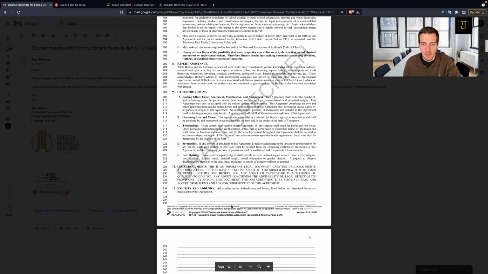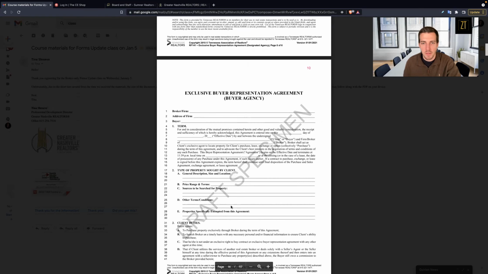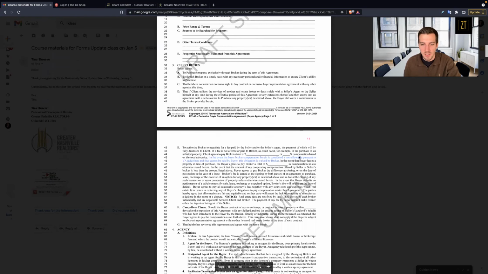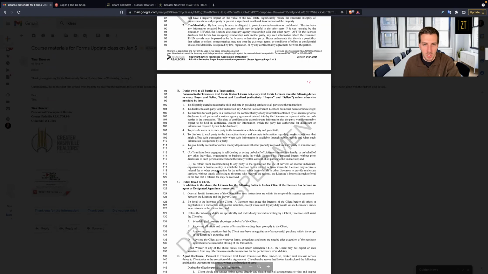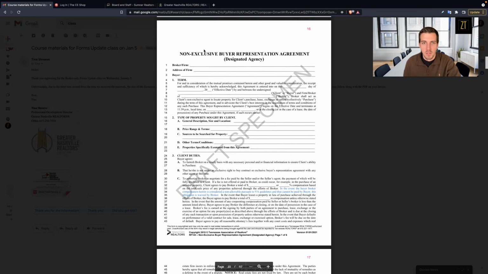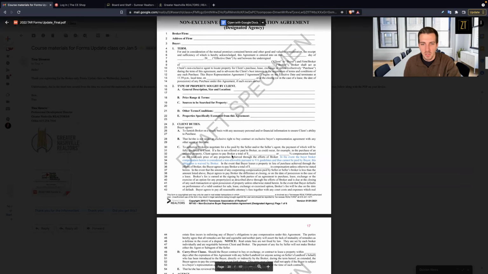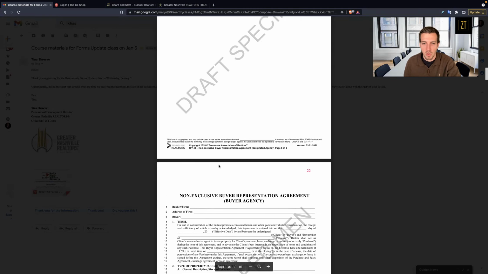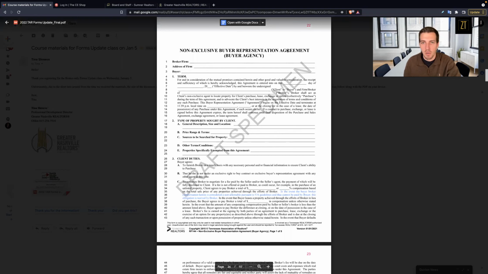And that's the only change to the buyer's agreement. They did it to every type of buyer's agreement. So exclusive buyer representation agreement: the only change again is that same VA non-allowable clause. Same with the non-exclusive buyer representation agreement, added it here. That's the only change on the buyer rep forms. Non-exclusive buyer representation agreement. Here it is.